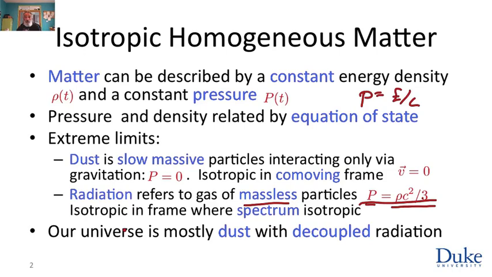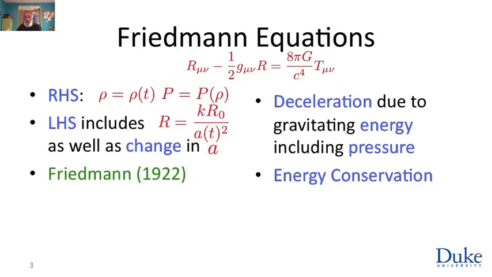And then you plug all that into Einstein's equation. Here's Einstein's equation as we wrote them. And the resulting equations are called the Friedmann equations. They were written down, as I said, in 1922 by Friedmann. And let's see what the simplifications are.